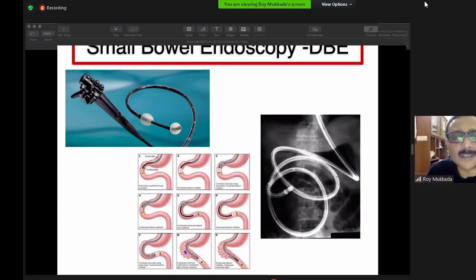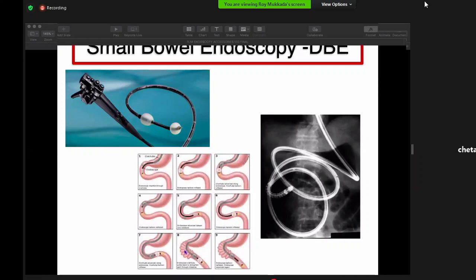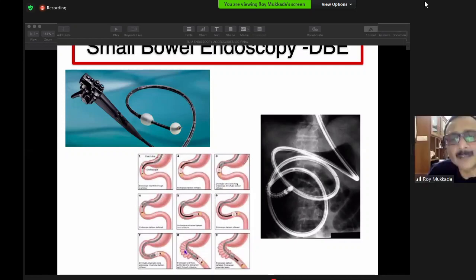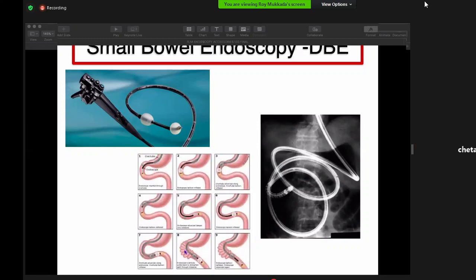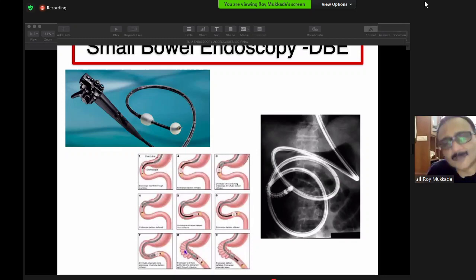So what are the complications you can get with this? Pancreatitis. Then? That's all. Okay. So this is an invasive procedure. So how will you do this procedure?